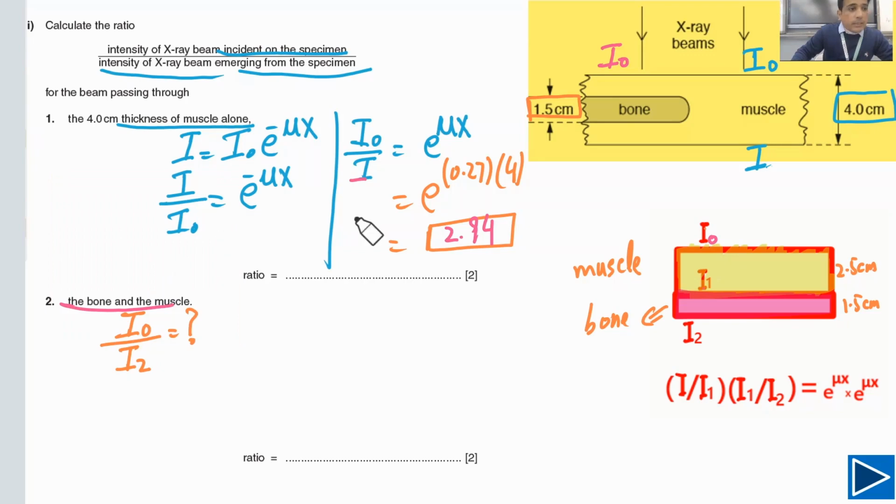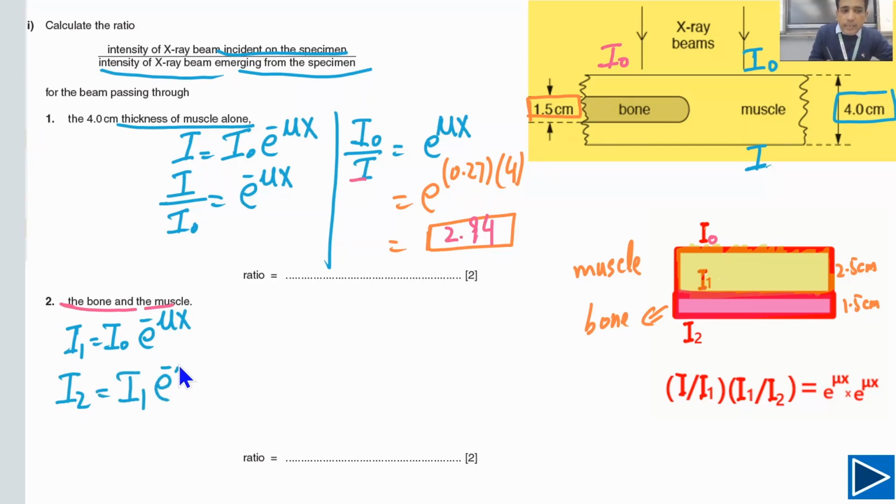So let me explain this one. First thing, you need to understand that you need to find the ratio between this one and this one. First of all, I will take only this medium, meaning only muscle. For this one, simply you can say I1 is equal to I naught e to the power of negative mu x. Now if you go to the second case, the second medium, we can write I2 is equal to I1 times e to the power of negative mu x.